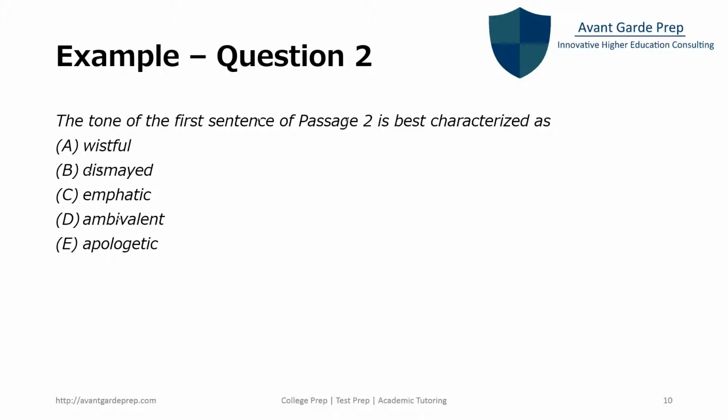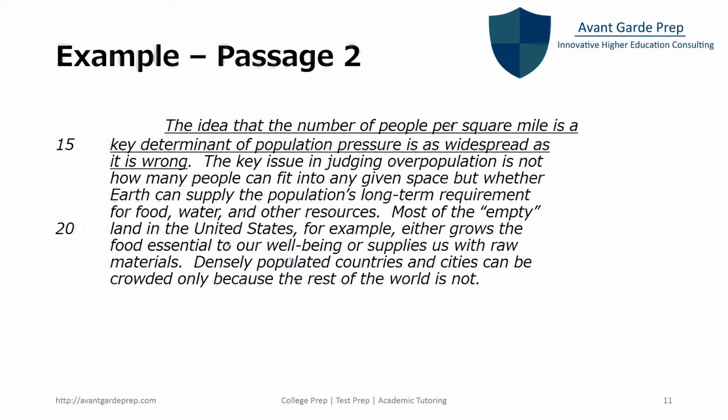Question number 2. The tone of the first sentence of passage 2 is best characterized as. Let's go back and look at that first sentence. The idea that the number of people per square mile is a key determinant of population pressure is as widespread as it is wrong. So how would we describe the first sentence tone? It's very strong, declarative, confident, right? Let's go back and look at our answer choices.